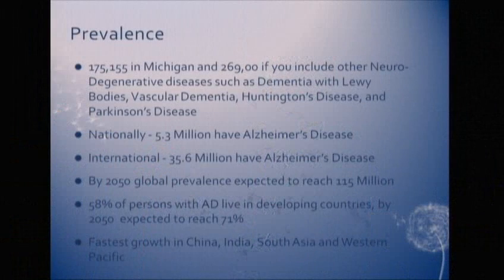There's your prevalence information. And I thought this was really interesting because this is kind of hot off the press. In Michigan, so I put state, national, and international. In Michigan, there are 175,155 that have Alzheimer's. Now this number of 269, that includes all of the neurodegenerative diseases, including dementia with Lewy bodies, vascular dementia, Huntington's, and Parkinson's. So when you combine all these other neurodegenerative diseases, it bumps it up to almost 270 in Michigan.